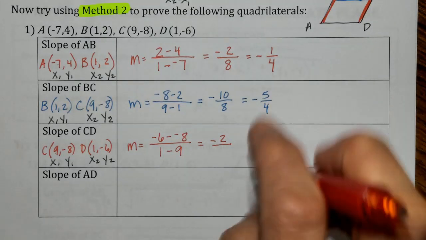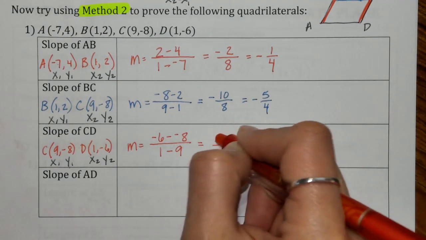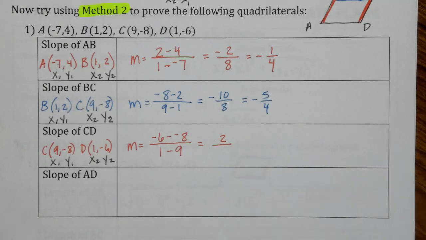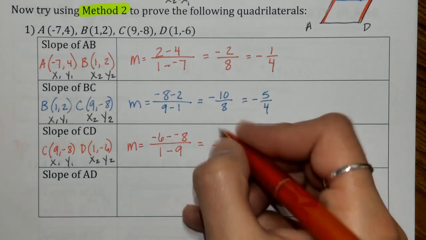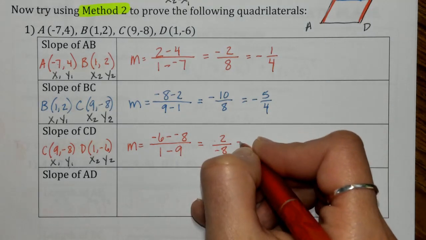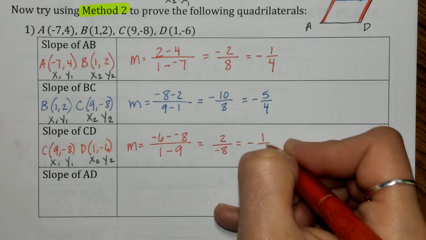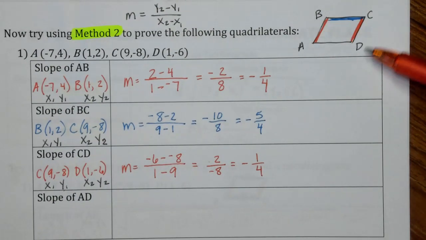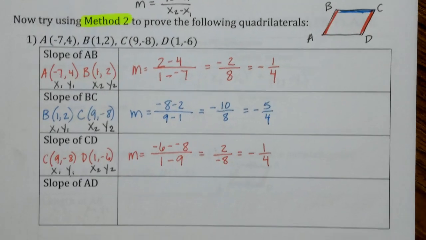Oh, wait, sorry guys, mistake here. Maybe you shouldn't have trusted me. Negative 6 minus a negative 8 is going to give you a positive 2, because it's negative 6 plus 8. Then you have your 1 minus 9, which is going to give you a negative 8. We simplify that. It comes down to the negative 1/4. So far, segment AB and segment CD are parallel. They have the same slope.